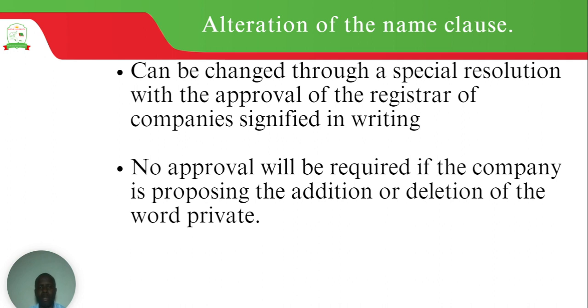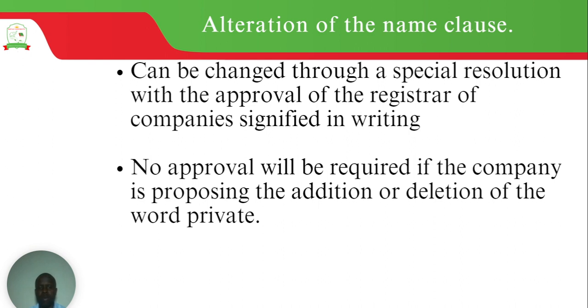Now, there are situations where we can alter the name of the company, and those situations are very specific. We do not just wake up and decide to alter the name. The first situation in which we may alter the name is through a special resolution. And through the special resolution, we can get approval of the registrar of companies. And that approval, of course, is done in writing.